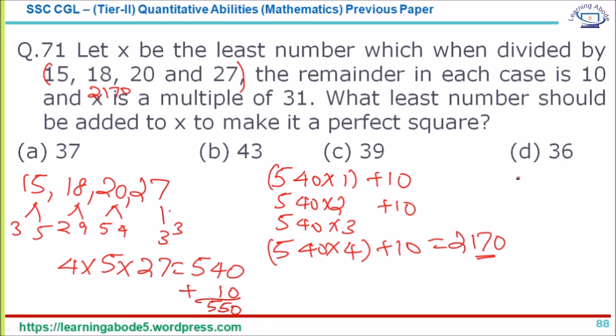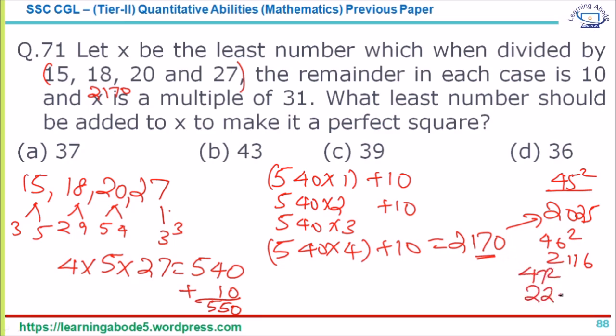Now the question is, what is the least number that should be added to x to make it a perfect square? What is the nearest perfect square that we can easily find? It is 2025. 2025 is 45 square. Now what is 46 square? 46 square is 2116, which is less than 2170. So 47 square is 2209.